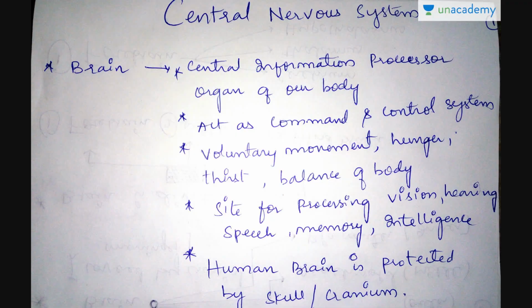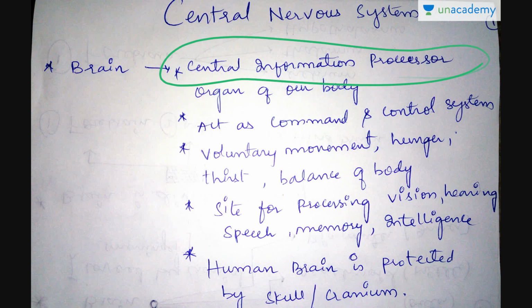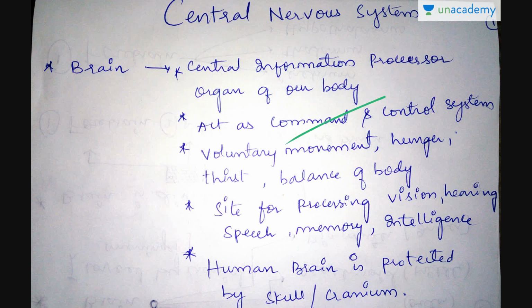This is Ashwath. Today we will be discussing the central nervous system in this lesson. We'll start with the organ brain. It is considered one of the most important organs of our body. Brain is also a central information processor. It acts as a command and control system.